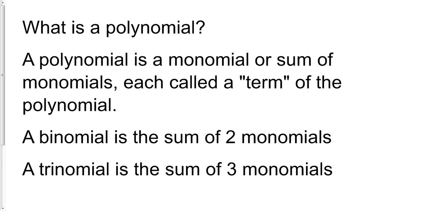First off, what is a polynomial? Maybe not something that you've heard before. A polynomial is a monomial or sum of monomials, each called a term of the polynomial. So a binomial would be the sum of two monomials. A trinomial is the sum of three monomials. So we're going to focus on, in algebra, monomials, binomials, and trinomials. When you get to algebra 2, you'll see polynomials with more than three terms.